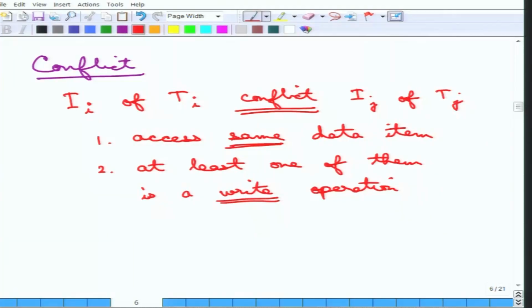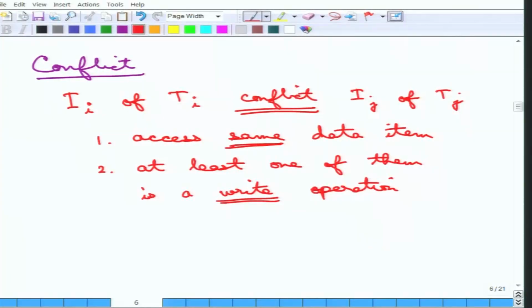So now one can intuitively see why they are said to be conflicting. If you remember, there are RAW, read after write, then write after write, and write after read conflicts. Okay. Now what is the problem? Why are they said to be conflicting? These instructions Ii and Ij must be of two different transactions, number one. Then they must be accessing the same data item, and one of them must be a write.